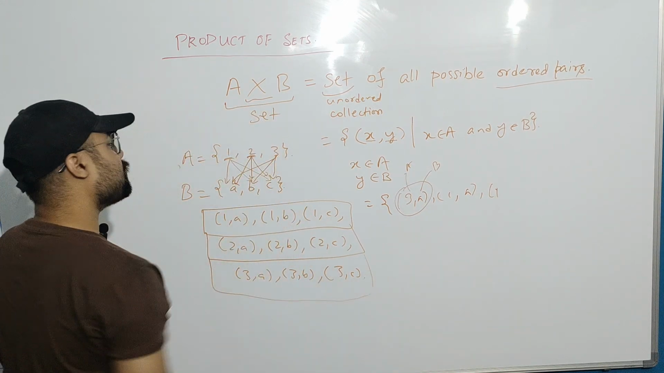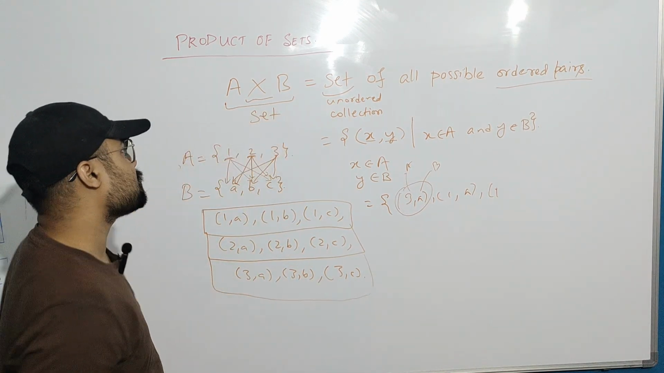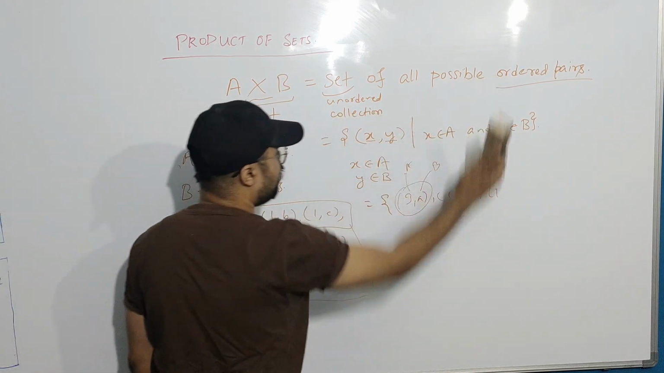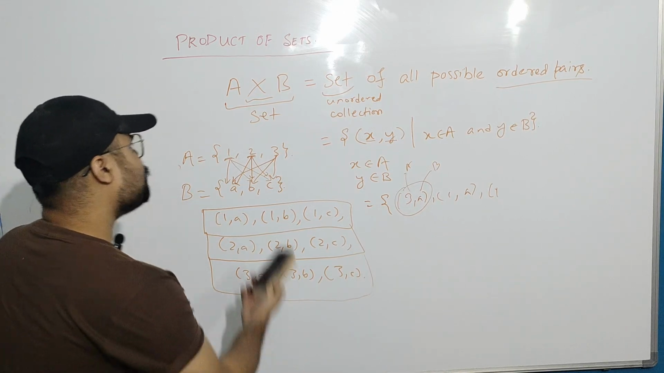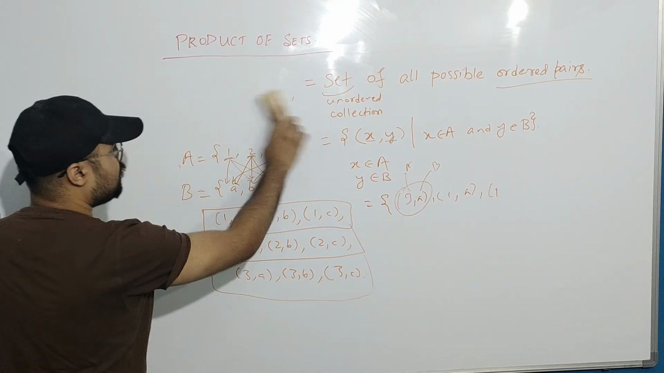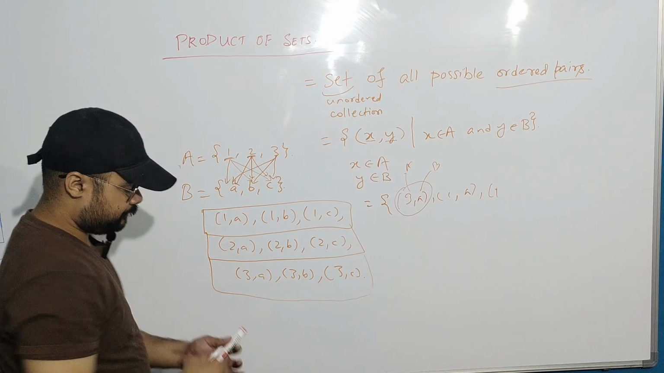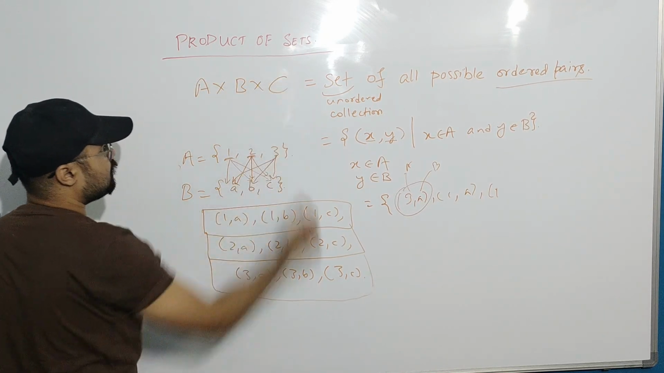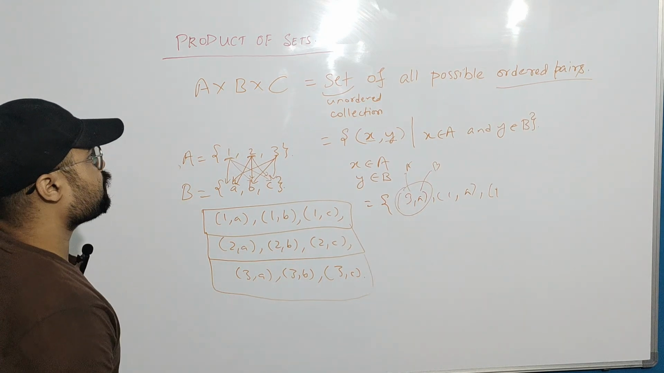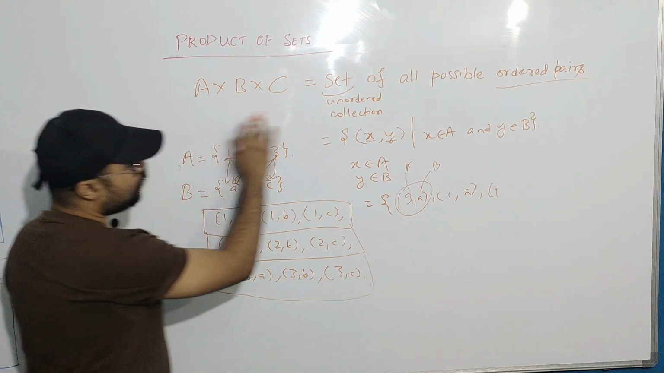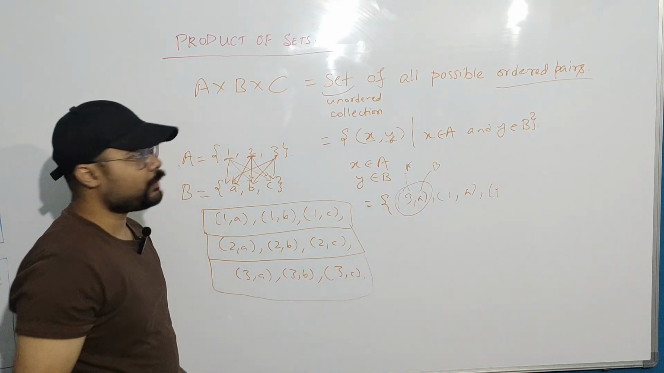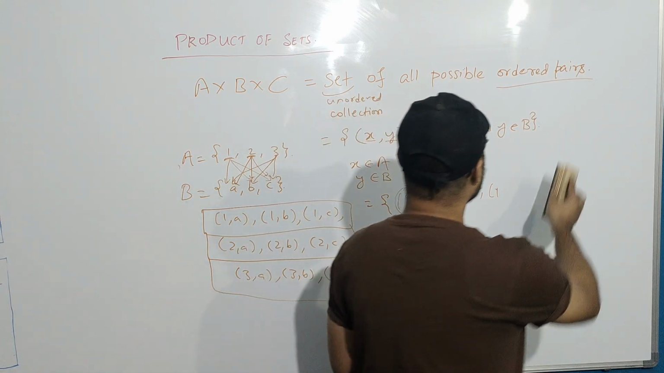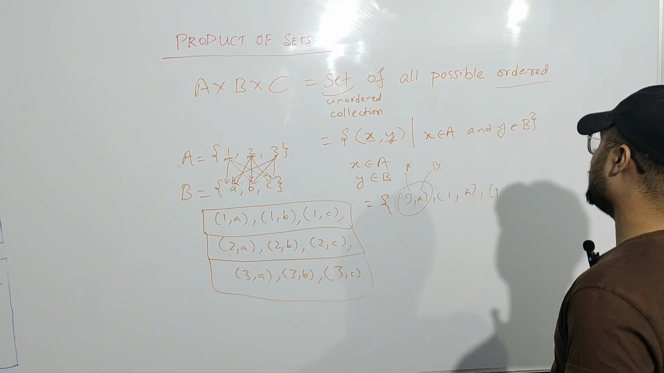Anyways, so this is your A cross B. What about if there are three sets? We are talking about the product of sets. The product of two sets is the set of all possible ordered pairs. But what if you have three sets? What if you have A cross B cross C? Then this is a set of all possible ordered pairs. No, it is not pairs anymore. It's a set of ordered entities, but that entity is an ordered tuple, a three tuple.